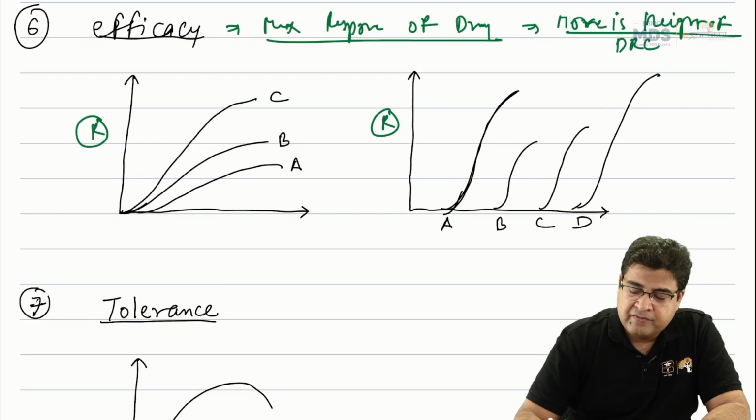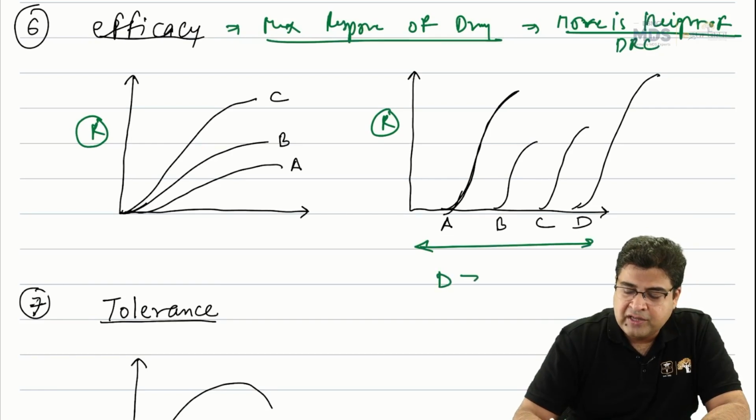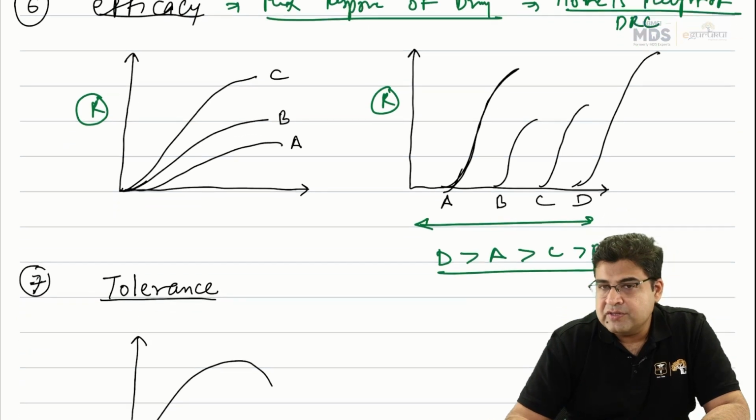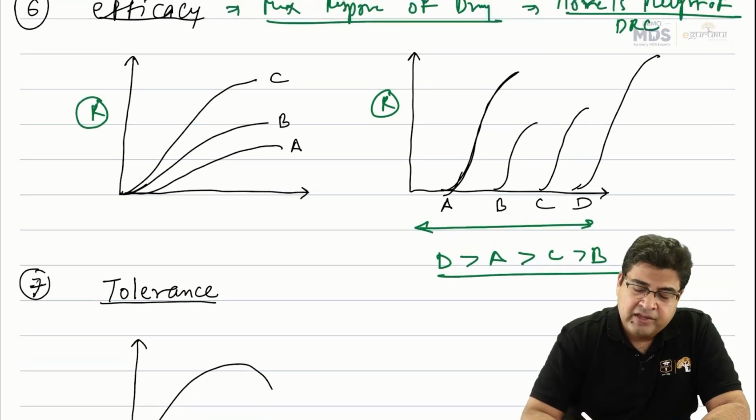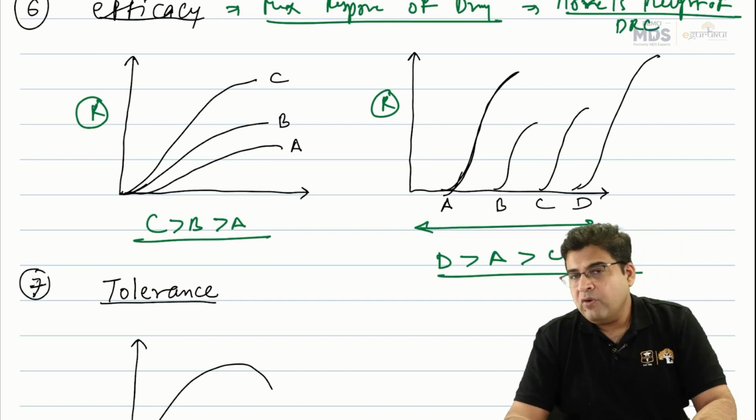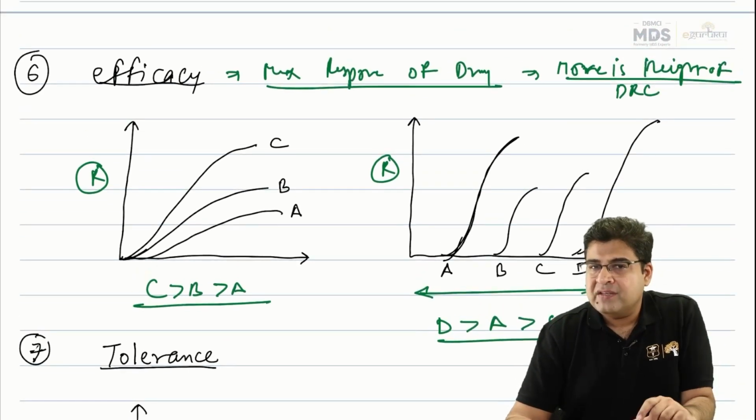Like in this graph, if we have 4 medicines, D is most efficacious, followed by A, then C, then B. So this is the sequence of the medicines. Now here in this case, C is more efficacious than B, then A. This is how we can say the more the height, the more the efficacy; the less the height, the less the efficacy.